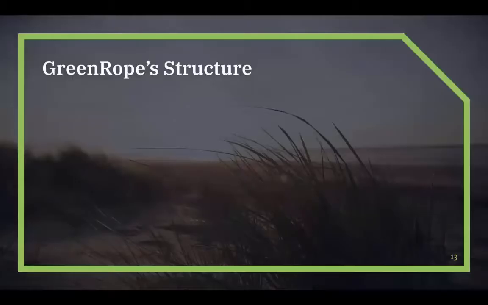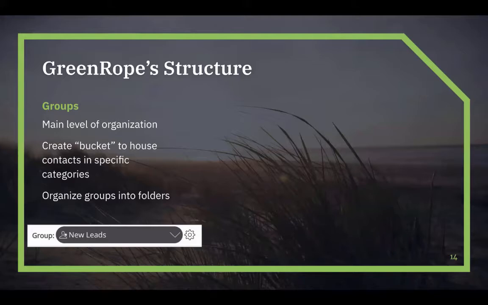So for example, GreenRope structure includes, first, groups. Groups are within the group drop-down menu, and they are the main level of organization. They create these buckets in which to house your contacts of specific categories. You can have as many groups as you want in the account. You can also organize these groups into folders to help really narrow down on your business process.